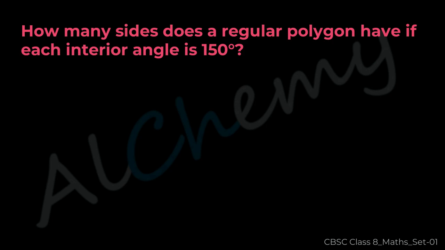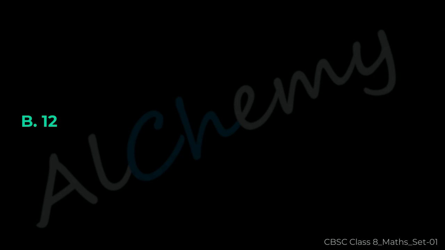Question 7. How many sides does a regular polygon have if each interior angle is 150 degrees? A 10, B 12, C 15, D 18. The correct answer is B 12.